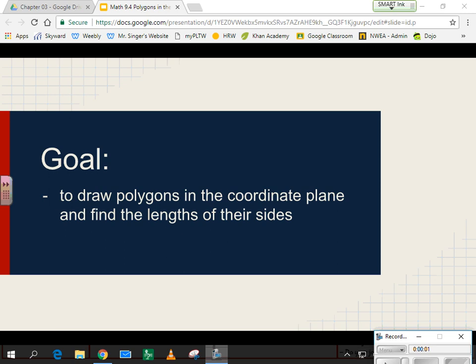All right, this one is quite a doozy. We're going to deal with polygons in the coordinate plane. So being able to find lengths of sides and basically using the coordinate plane to find area and perimeter of shapes.